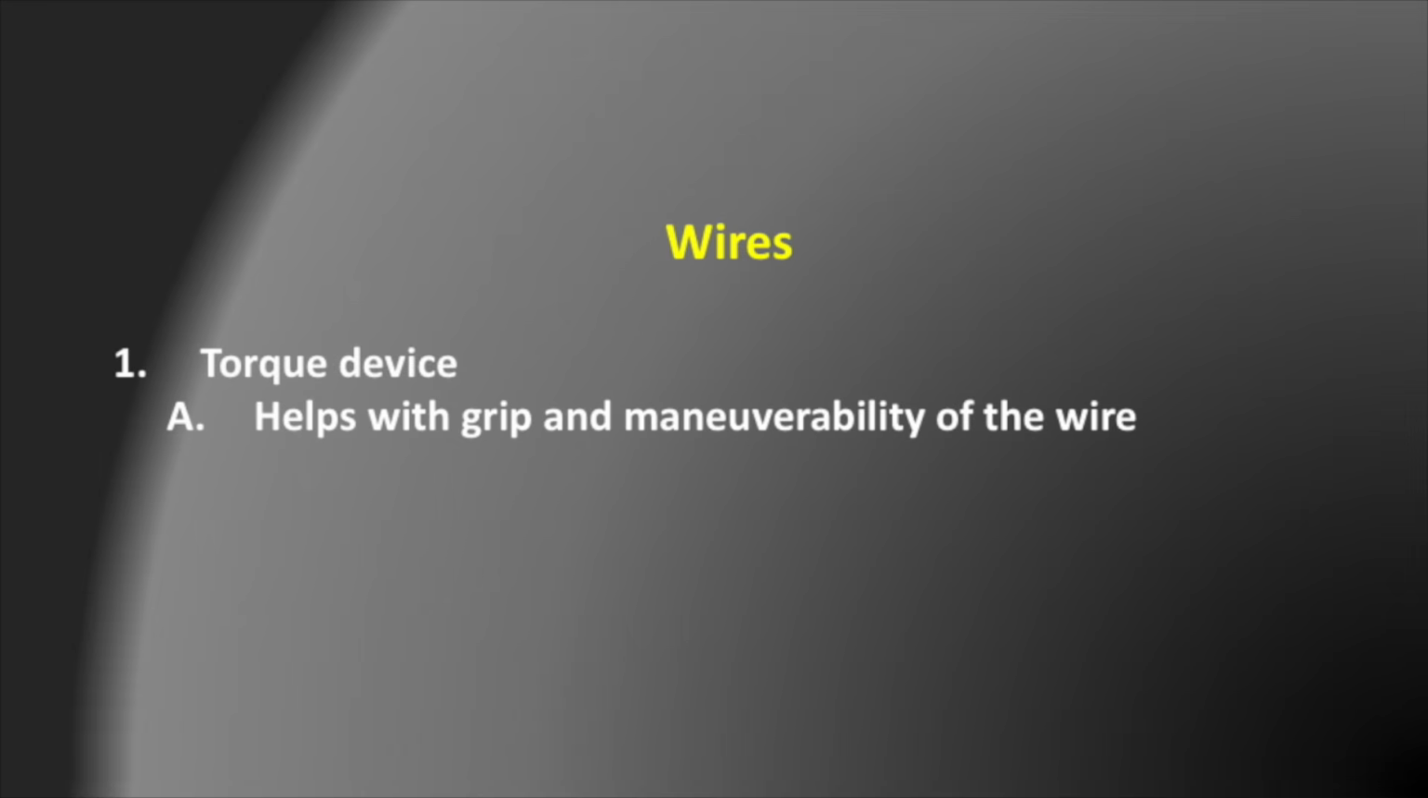An additional device that is helpful to discuss in the general realm of wires is a torque device. So some wires, such as a Glide wire, can become very slippery when wet, and in that case a torque device can be inserted on the wire and screwed in place so that you can grip the wire better, and it increases the maneuverability of the wire in your hands. I'll demonstrate a video of the torque device.